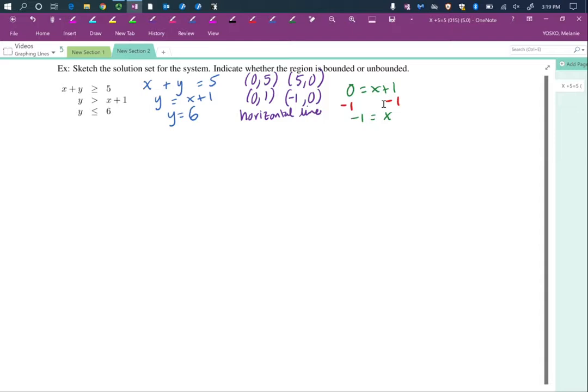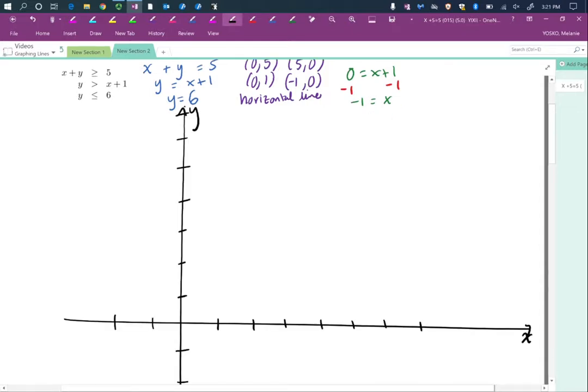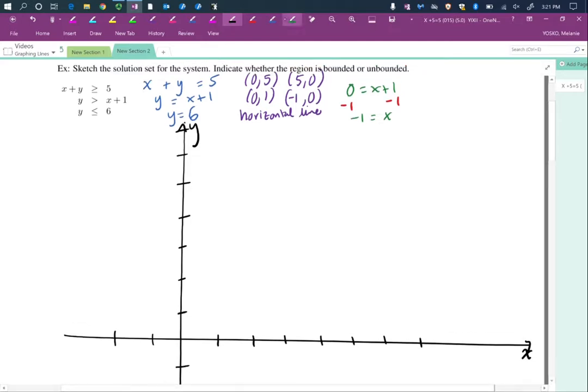I'm going to draw a nice axis system. I'm going to draw it as big as you can draw it. So this is a rough sketch. I don't expect yours to be perfect. We're just looking at the basic premise of this. So now we're going to plot our points. So for x plus y equals 5, we're going to plot (0, 5). 1, 2, 3, 4, 5. And (5, 0). So let me label a few of these tick marks. 2, 4, and 6.